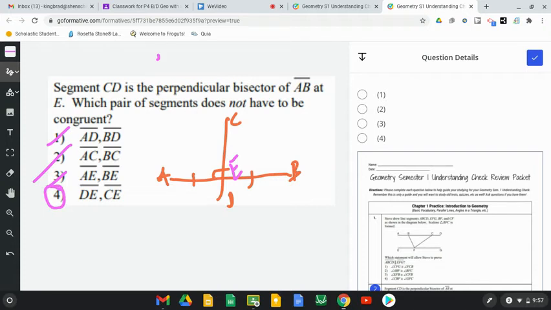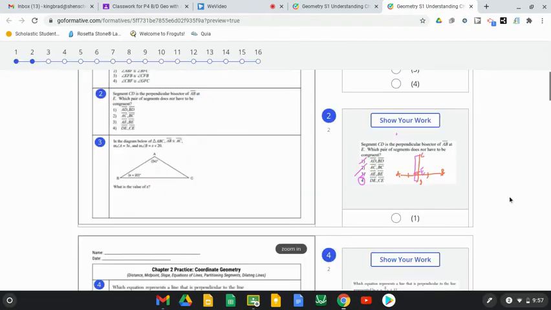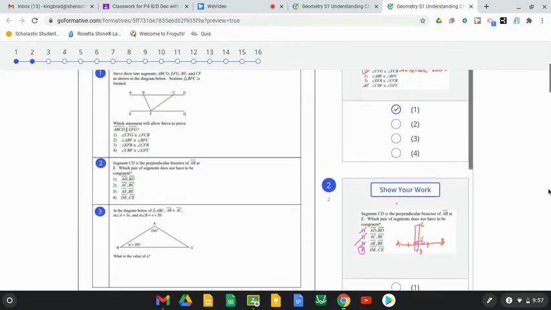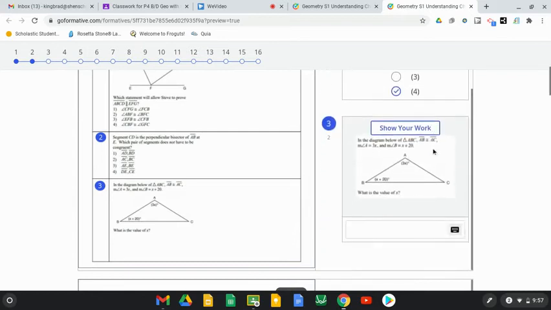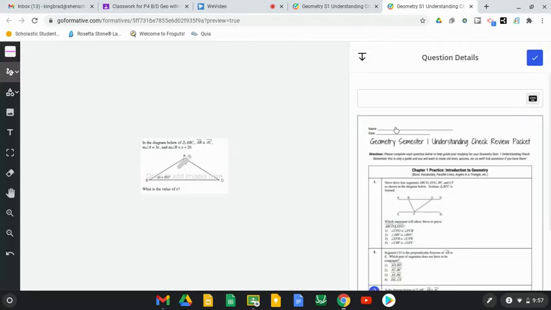DE and CE. Does it look like this one and this one are congruent? No, it doesn't even look like they're the same measure. So that is my answer, number 4. Again, I click 4, hit the check mark, and I'm good. Now notice there's one more question here, so I have to make sure I'm scrolling down on this part. And here we go on my last one.